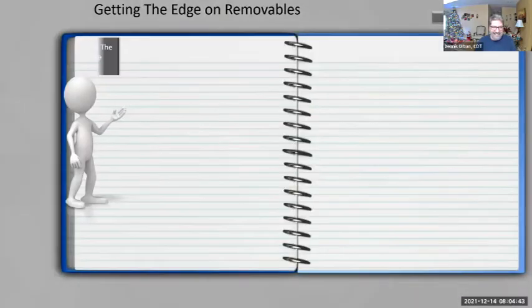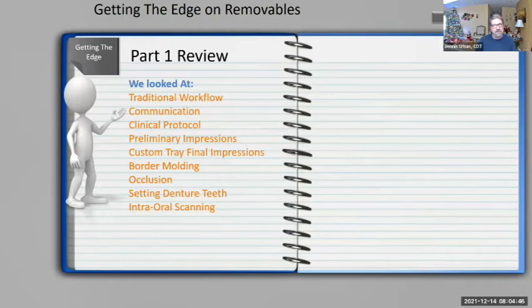Okay. Anyway, this is what we did in the first part. This is a little review: we talked about the traditional workflow and that five appointment visit with the patient, from the preliminary impression all the way to the final insertion. We also talked about the importance of communication and case planning, communicating with the patient and patient expectations, and the clinical protocol of what you need to do in the operatory and what we need from you at the laboratory level. We stressed preliminary impressions, and how a good preliminary impression is going to lead to a good custom tray and a good custom tray final impression.